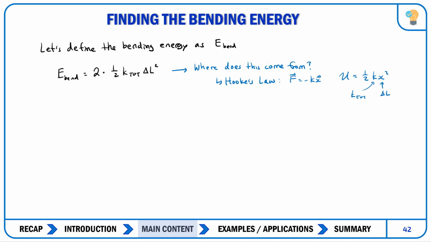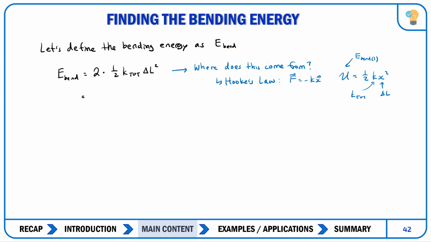And then we have this being the E bend of one strand of DNA. So remember, each rod had two strands of DNA, so we'd have to model it as two entropic springs. So therefore we have 2 times 1/2 kx squared, or we have E bend equals 2 times 1/2 of k total times delta L squared.